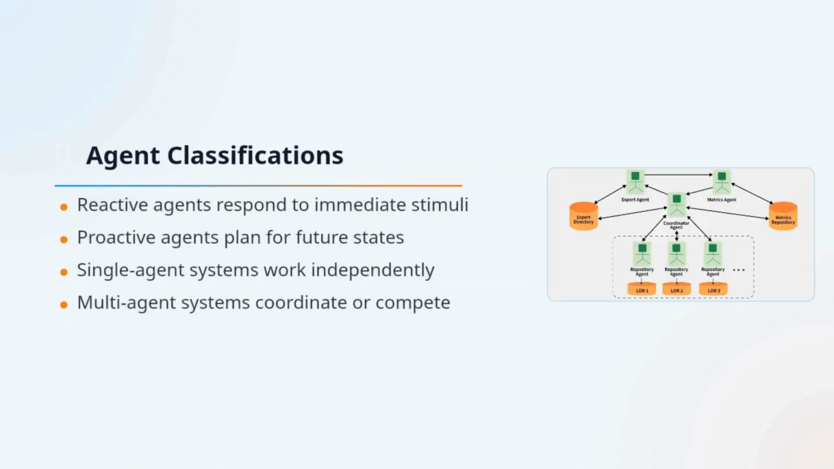Agents can also be classified by how they behave and how many agents are involved. Reactive agents respond to what is happening right now without much foresight. Proactive agents look ahead and plan for future goals. We also have single-agent systems, where one agent handles the task, and multi-agent systems, where several agents cooperate or compete.